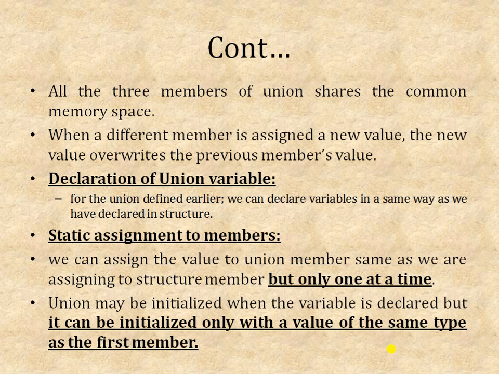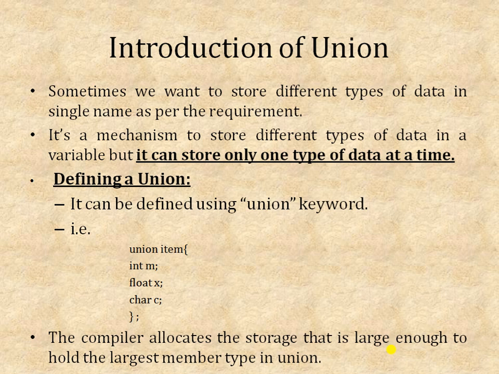Union may be initialized when the variable is declared, but it can be initialized only with a value of same type as the first member. As you can see in the definition, if I would like to initialize the variable of union item, then I can only initialize it by using integer m. So it will be like union item x equals, in curly bracket, 10. That is the only initialization I can perform because the integer is the first member in the union definition.